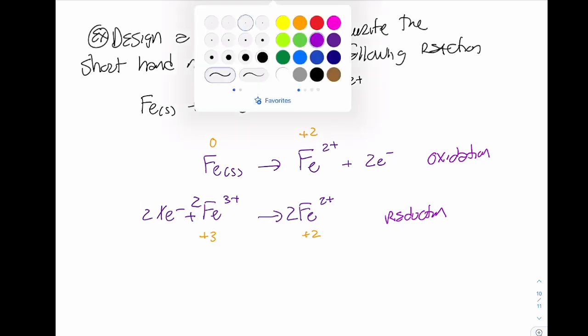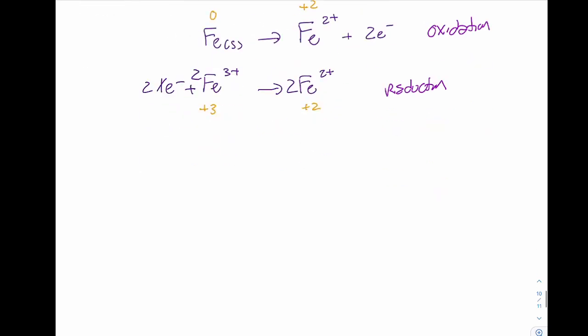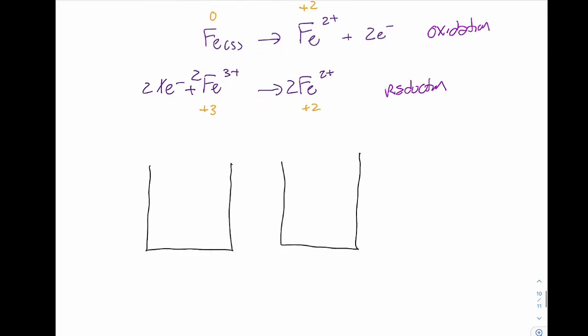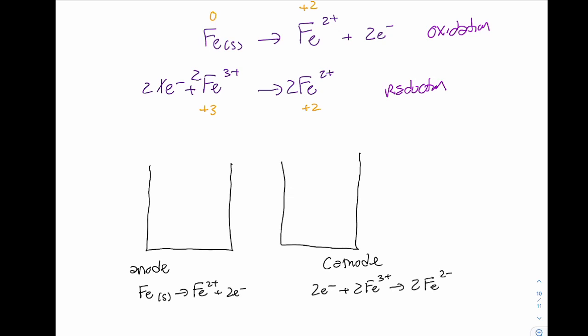So let's draw our cell here. My 2 half cells: my oxidation is going to be my anode. In my oxidation, I have iron solid going to iron 2 plus, plus my 2 electrons. My cathode is going to be over here. That's going to be my reduction. I have my 2 electrons plus 2 Fe3 plus going to 2 Fe2 plus.